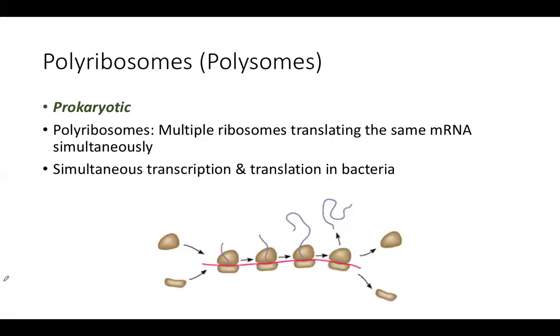Okay, so we're gonna switch on to prokaryotic translation. Real quick, polyribosomes, these are multiple ribosomes translating the same RNA simultaneously. So this doesn't happen in eukaryotes, but it happens in prokaryotes because transcription and translation happen at the same time, and you can have a lot of translation sites happening, right? So you look like your pink is your mRNA, and you have all these different units together forming polypeptides. So your purple is your polypeptide leaving.